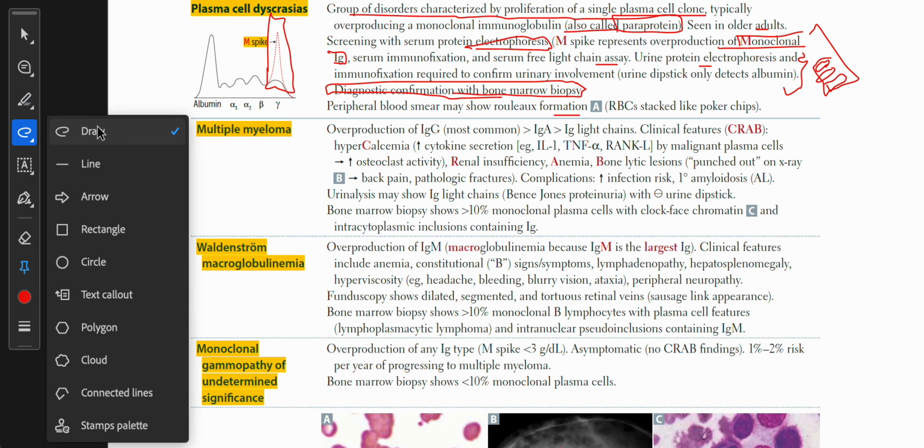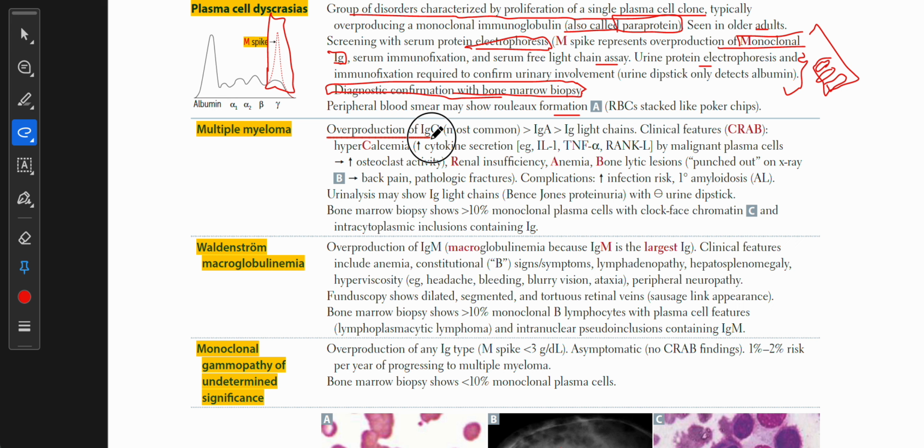Multiple myeloma is a very important disease. There is overproduction of IgG, most common, greater than IgA, then Ig light chain. The clinical features are diagnostic, the CRAB criteria. C is for hypercalcemia due to increased cytokine secretion, interleukin 1, TNF-alpha, and RANK-L protein by malignant plasma cells that lead to osteoclast activity. That is the pathophysiology behind hypercalcemia. R is for renal insufficiency, A for anemia, B for bone lytic lesions, that is punched-out defects seen on X-ray.